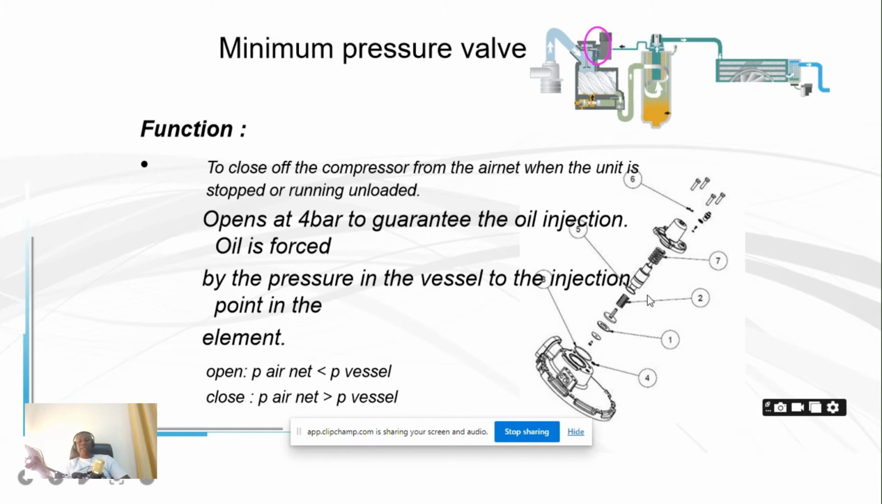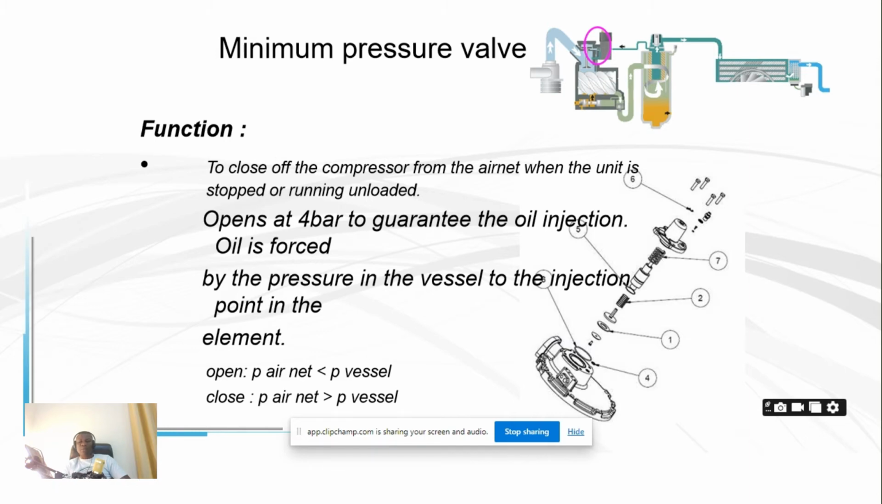In order to do that, the minimum pressure valve is designed and introduced on top of the oil vessel. This is the oil vessel cover, which is here, and this is the minimum pressure valve. That is the same thing you see here. This is the housing. This is the spring. This spring is 4-bar tension, and it is this spring that provides the minimum pressure.